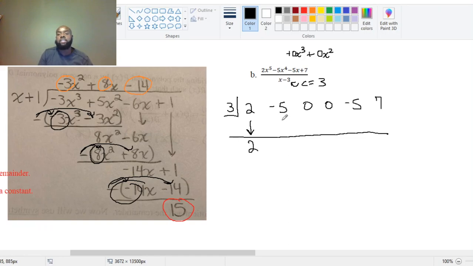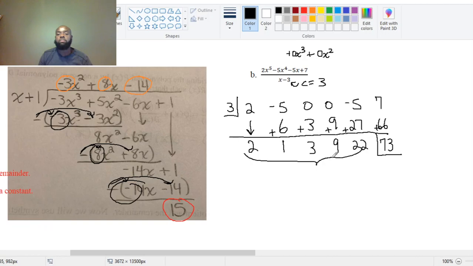3 times 2 is 6. Add 6 and negative 5, I get a positive 1. 3 times 1 is 3. Add those together, I get a positive 3. 3 times 3 is 9. I add those together, I get a 9. 3 times 9 is 27. Add those together, I get 22. 3 times 22 is 66. Add those together, I get, is that a 73? I believe so. And so this is my quotient, and this is my remainder.